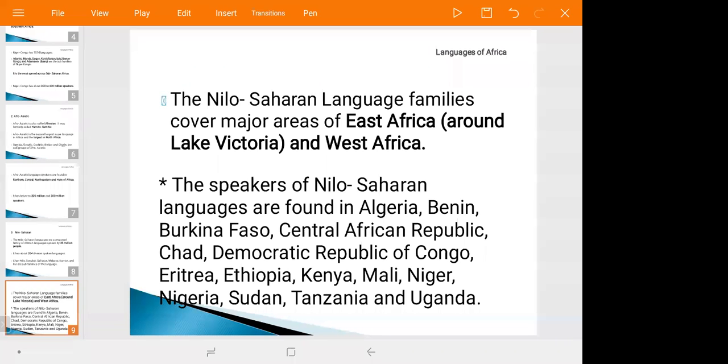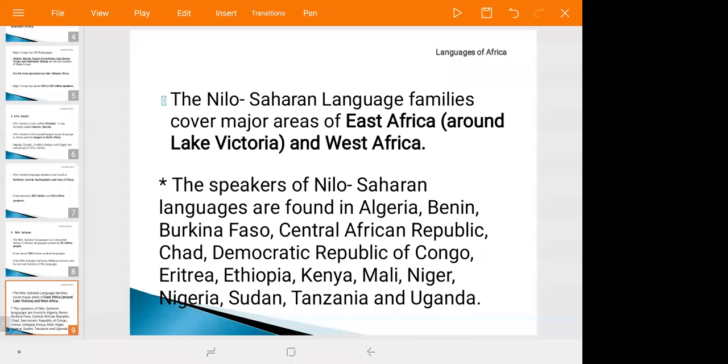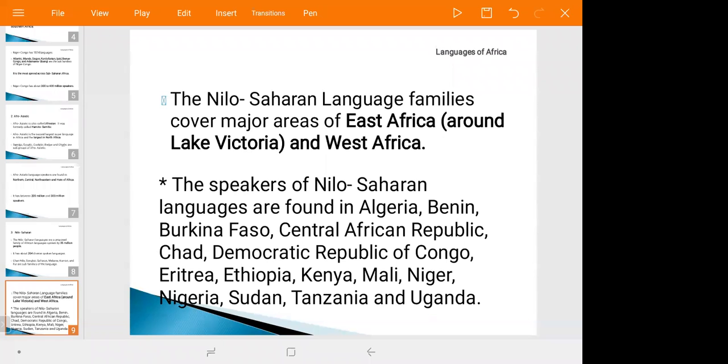The speakers of the Nilo-Saharan are found in Algeria, Benin, Burkina Faso, Central African Republic, Chad, Democratic Republic of Congo, and also Ethiopia, Eritrea, Kenya, and Gambia. We have the speakers of the Nilo-Saharan, yes? Anuak, Berta, Sinasha, Mao, Kobo, they are people who speak the languages of the Nilo-Saharan. Sudan too, Tanzania, and Uganda, they have.